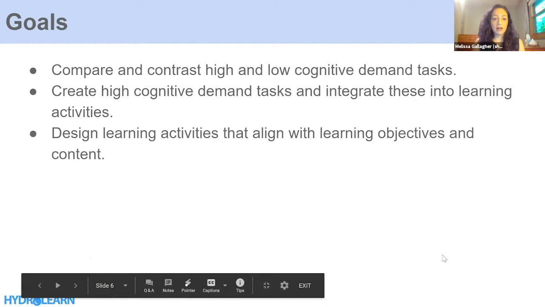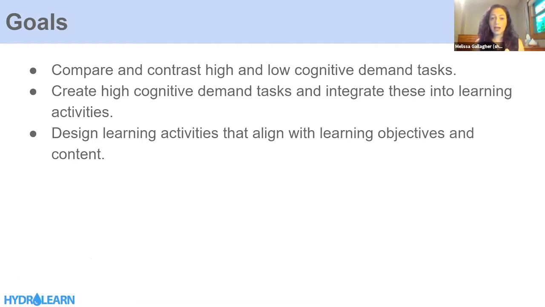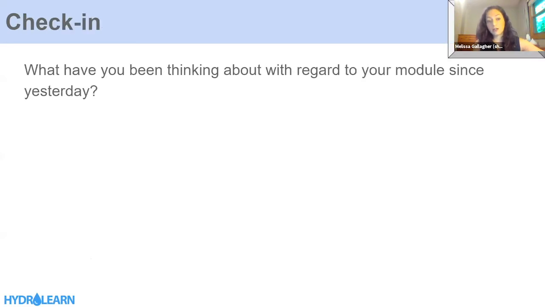So our goals today are to compare and contrast high and low cognitive demand tasks. Hopefully we'll set up a debate for you on that today, because it's not always as cut and dry as we like to think. To work on creating high cognitive demand tasks and integrating these into learning activities, and to begin designing learning activities that align with your learning objectives and your content.